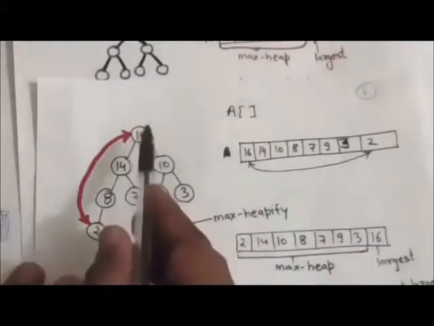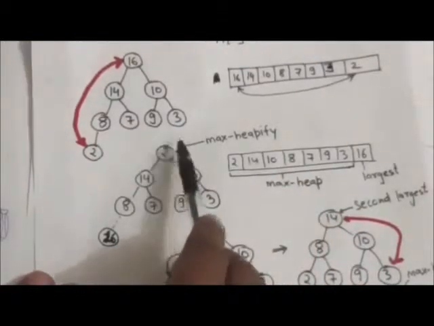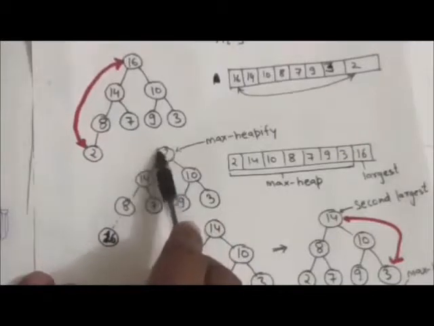Now, the element 16 is stored as the last element of array A. Now, we will decrease the size of the heap by 1. Now this element 16 is not included in the max heap, but element 16 is stored in the array. Now the element 2 is at the root. It violates the max heap property.